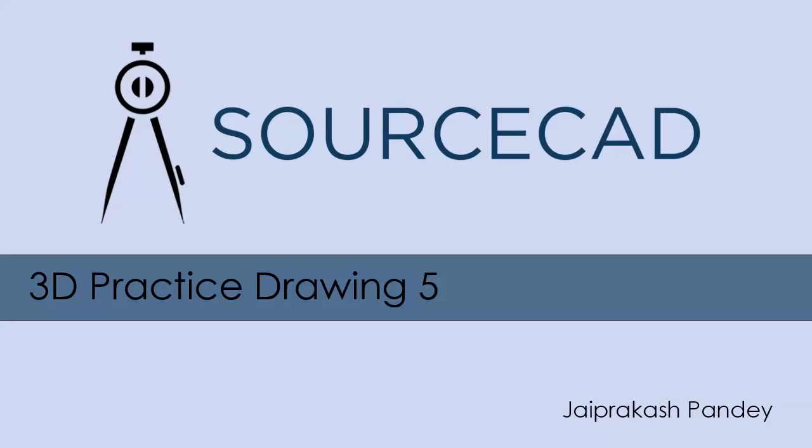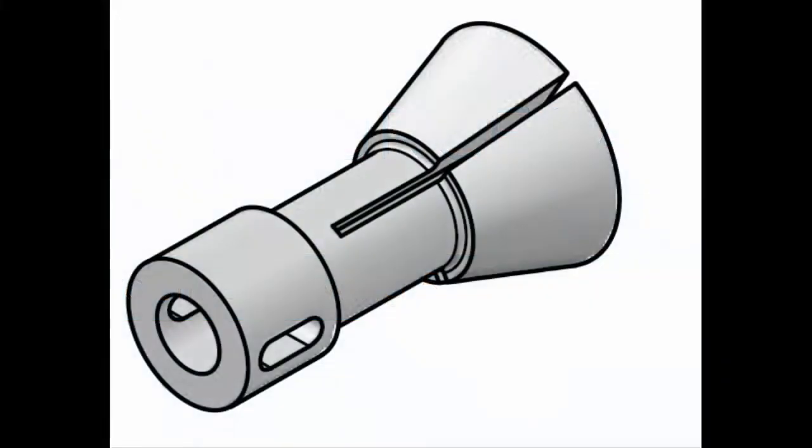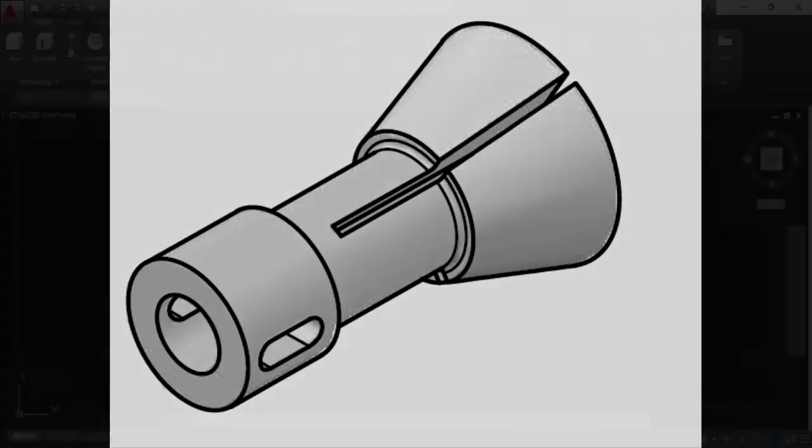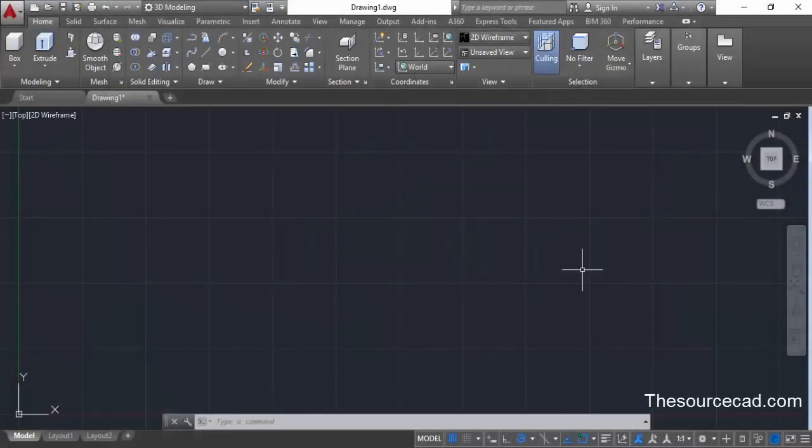In this video, I will make a simple 3D drawing of an indexing fixture in AutoCAD, and basically I will use the revolve command of AutoCAD to make this drawing. So let's start with the 3D modeling workspace of AutoCAD.